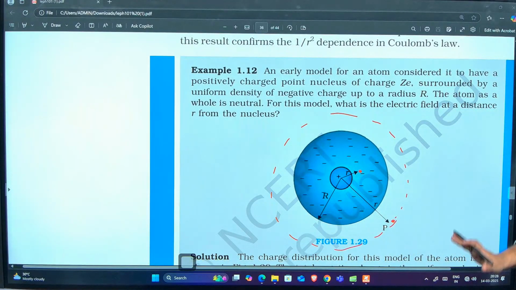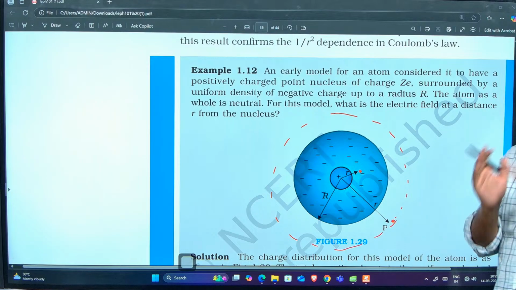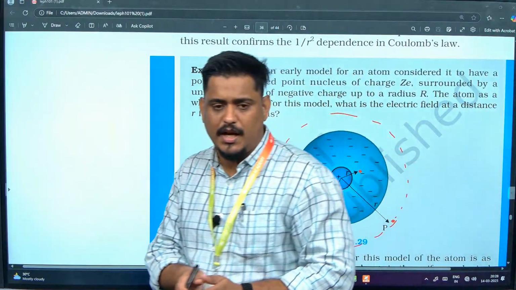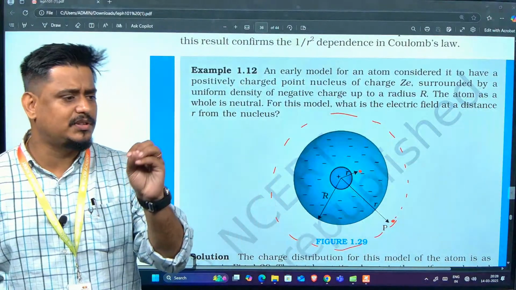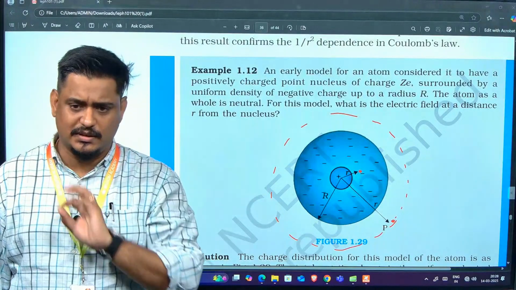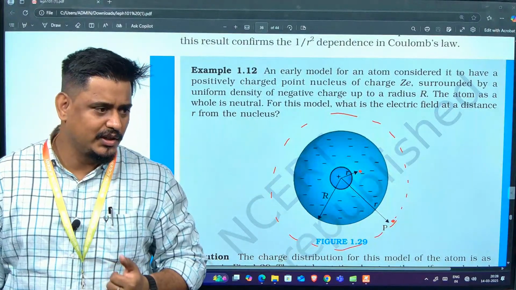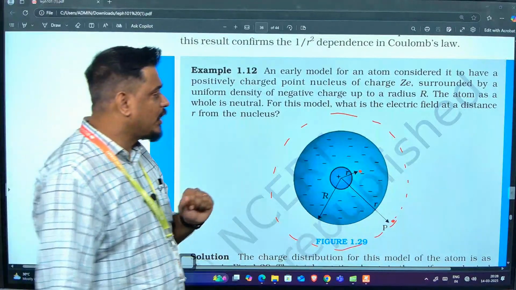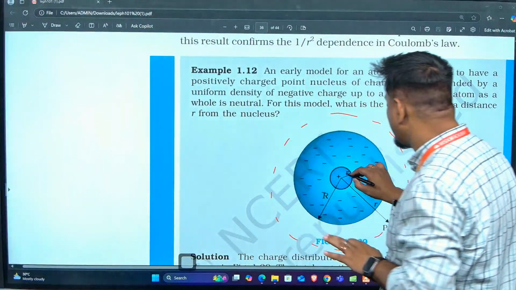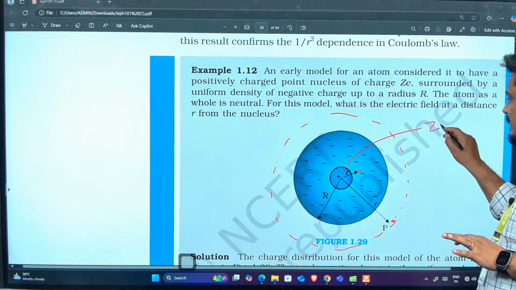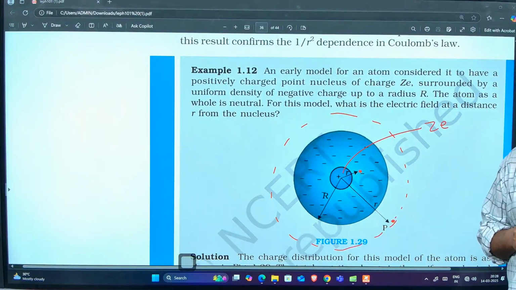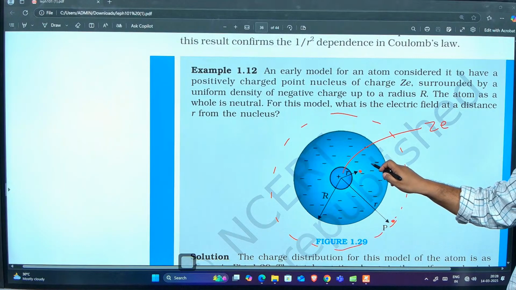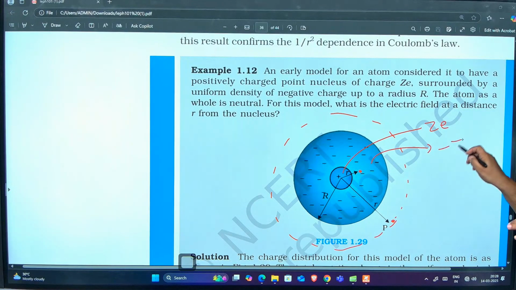First of all, understand, if you have an atom, in the nucleus, suppose Z protons are there, that is the number of protons only. So the charge of each proton is e, small e. So total charge inside the nucleus will be how much? Ze. Do you agree? And total charge of the electrons will be how much? Minus Ze. Do you agree?